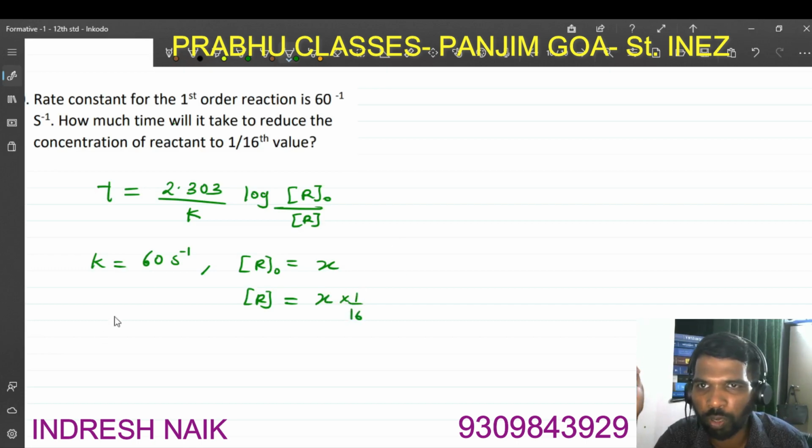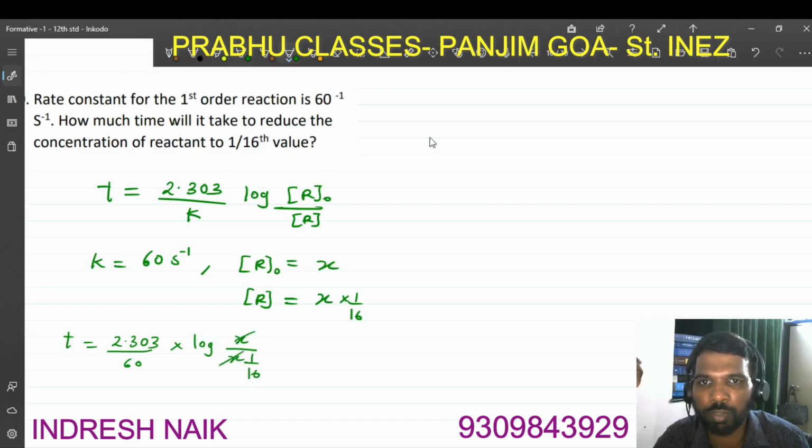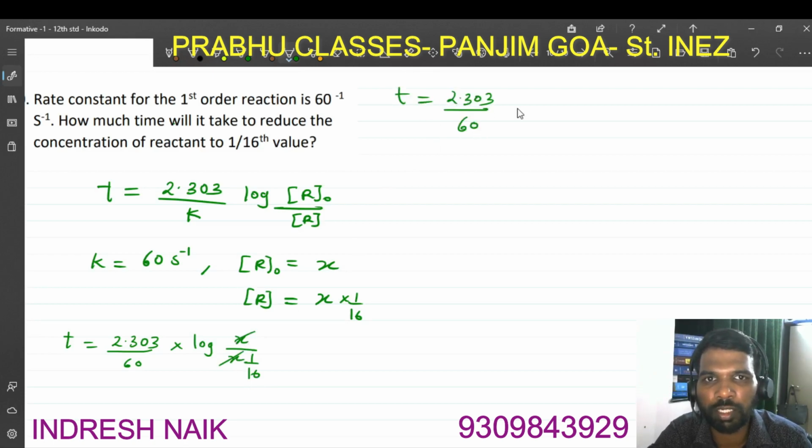So how are you going to do the substitution over here? It is this way. The time required will be 2.303 upon 60 multiplied by log of X upon X by 16. This X and this X will get cancelled. So t is equal to 2.303 upon 60, and this will become log of 16 now. This log of 16.